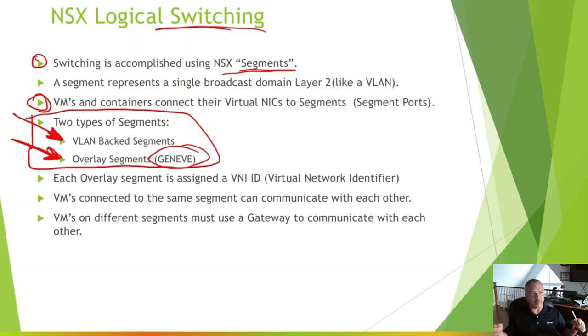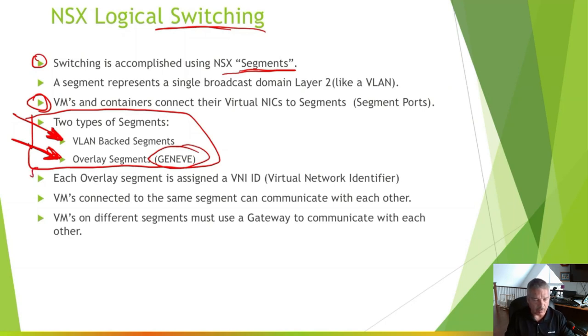I've got my virtual environment using overlay networks going east to west. Now I need to get out of the environment. I need to go from my virtual to my physical. We'd be going through overlay networks and then eventually hitting a VLAN-backed segment. So we'll talk a bit more about that in the routing and also in the firewall session as well.